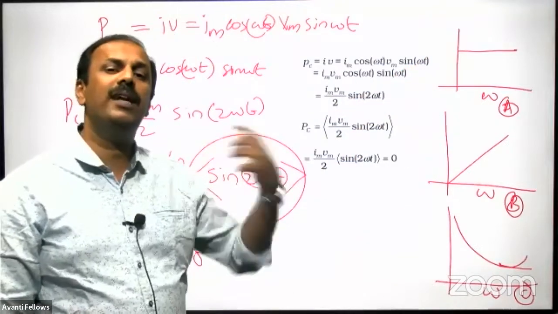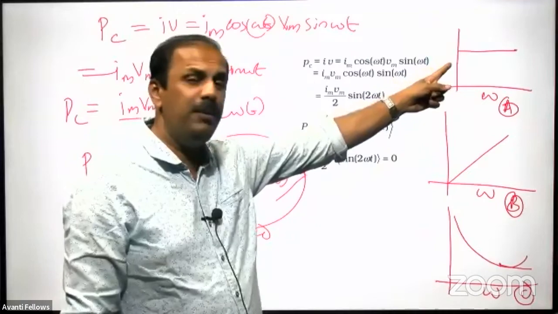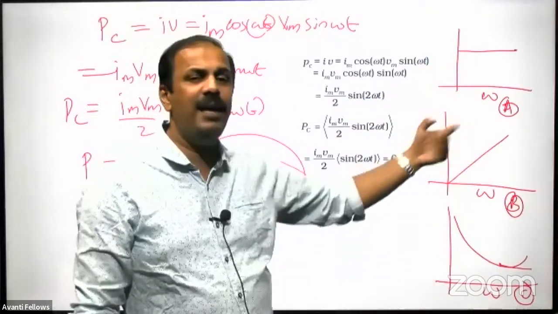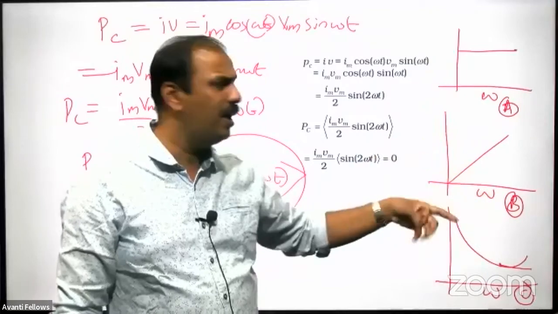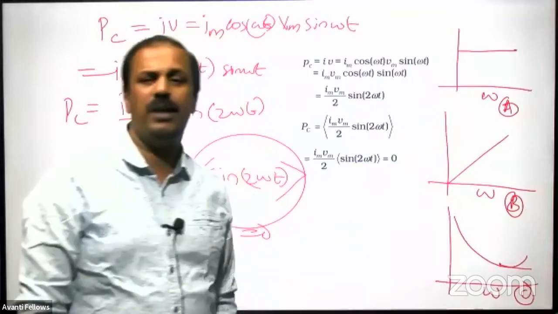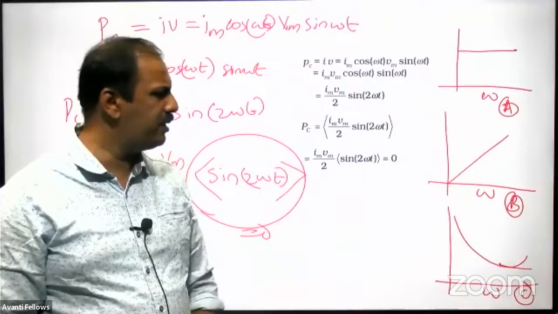Now if it comes to the case of current, this will remain the same. But here it will become opposite, because when the opposition is high, the current will be less. So it will become opposite. So you should be careful what is there on the y-axis, whether it is opposition or current. Based on that, you have to answer.